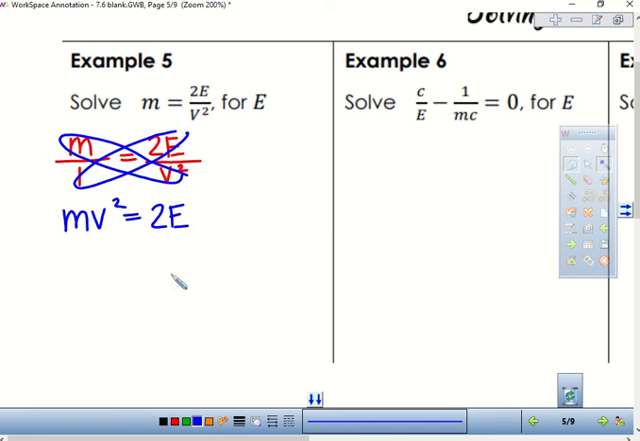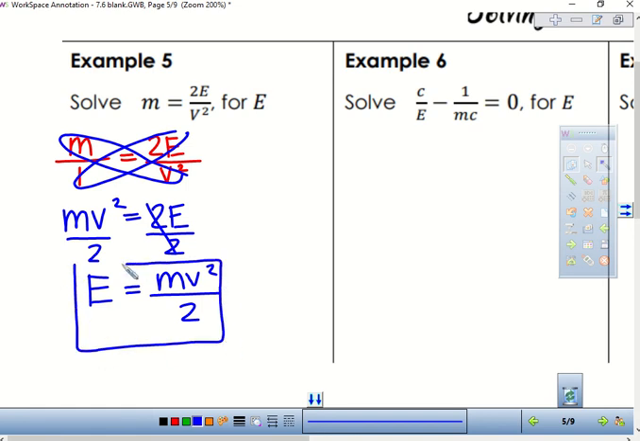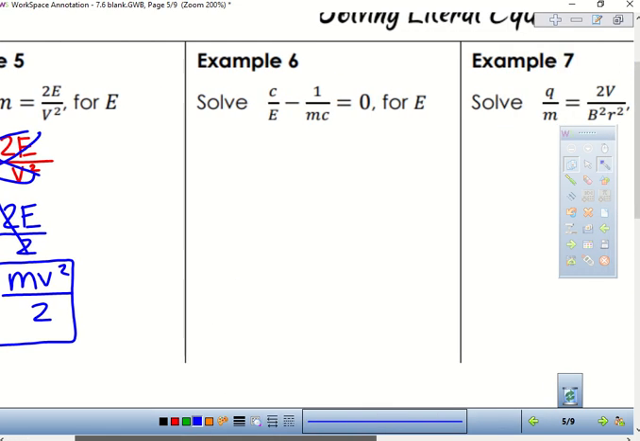And then how would we solve for e in the end here? Good. Divide both sides by 2, which is going to leave me with e is equal to mv squared over 2. And that's it. So any questions about that one? Okay. So let's try the next one.